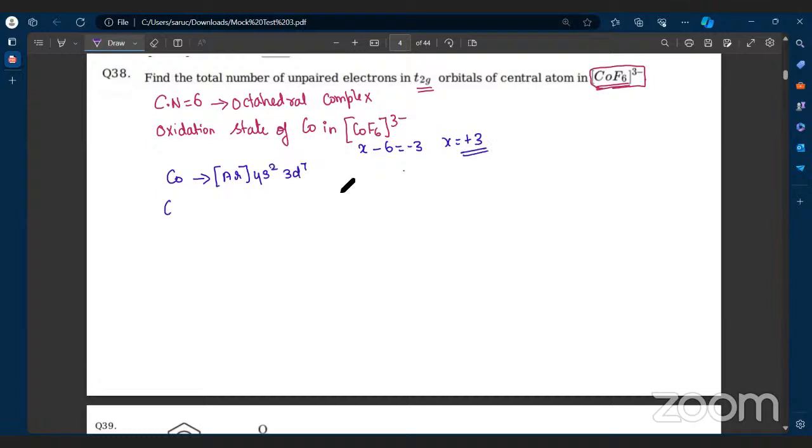For the +3 oxidation state, you have to remove 3 electrons. So if you remove 3 electrons, 2 electrons will go from 4s and 1 from 3d. So now you have 6 electrons in 3d, and the octahedral splitting takes place. You have to find the total number of unpaired electrons in the T2g orbital. So now do the splitting.